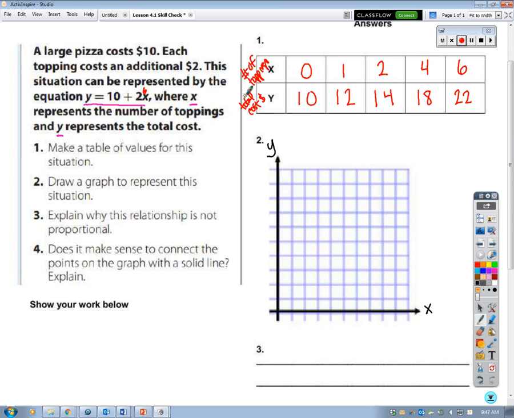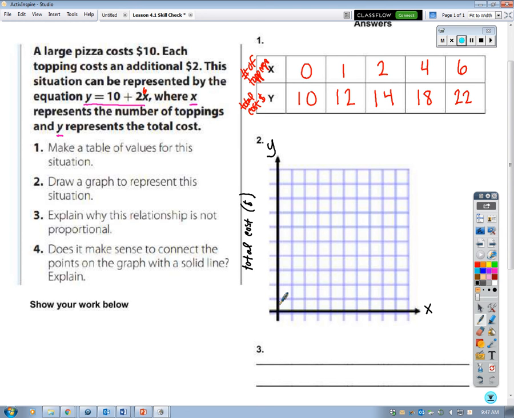Y represents the total cost. So we're going to label this here. Whoops, not dollars. Total cost. Okay, and what does it make sense to count by on here? Would it make sense to count by 1s, 2s?